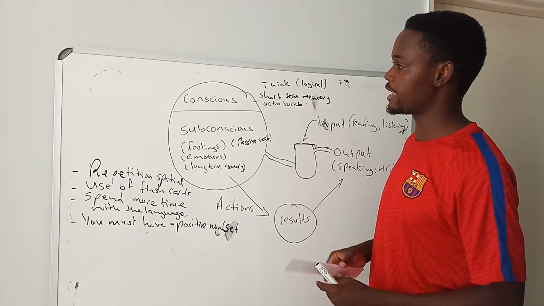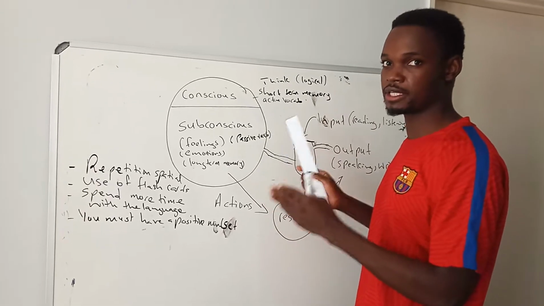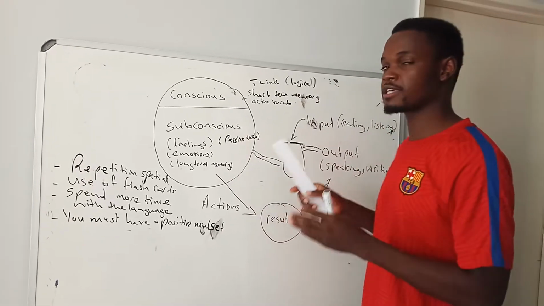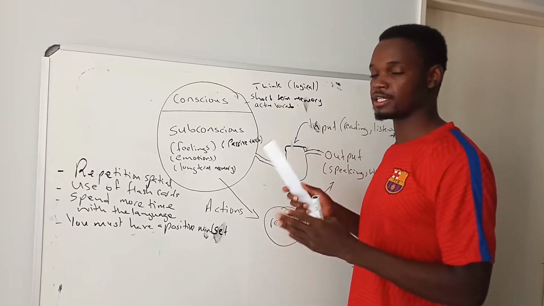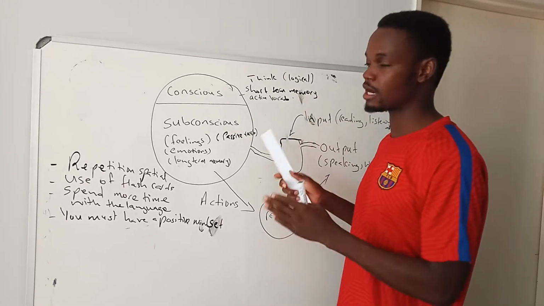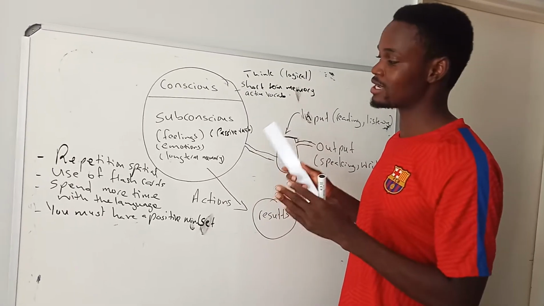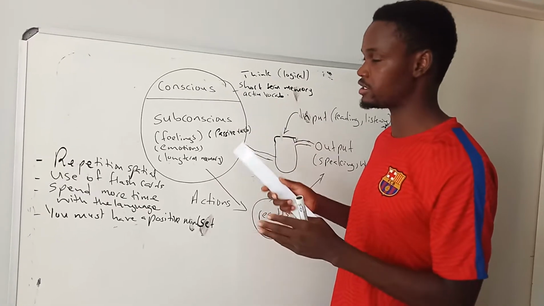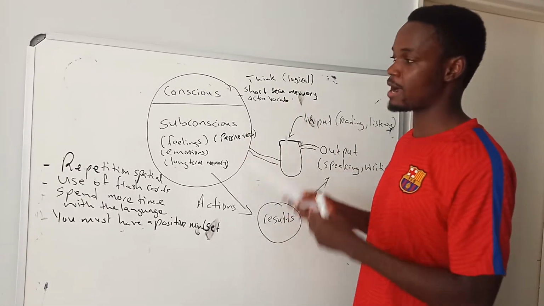Today I want to explain how the human mind works when it comes to language learning. Before I start explaining what I've drawn on the board, I want to tell you that I'm not an expert in language learning. I'm not an expert in neuroscience or whatever field. I'm just someone who is curious, who is interested in language learning, and I love teaching. So I do my own research, but I'm not an expert.